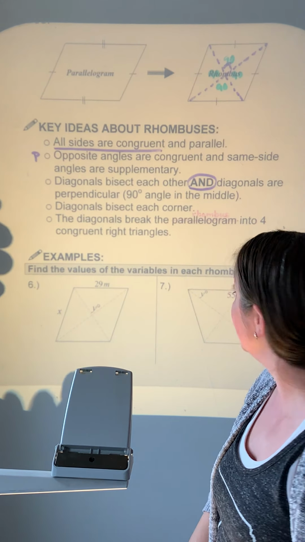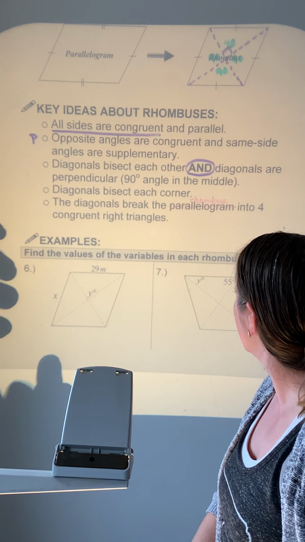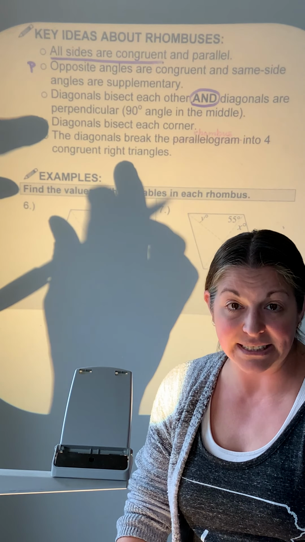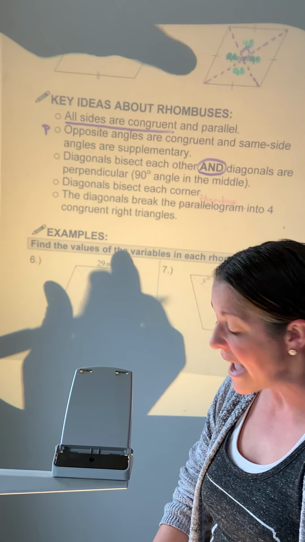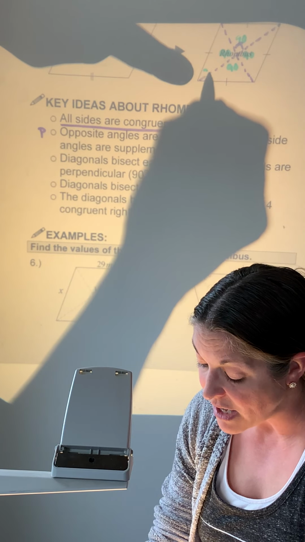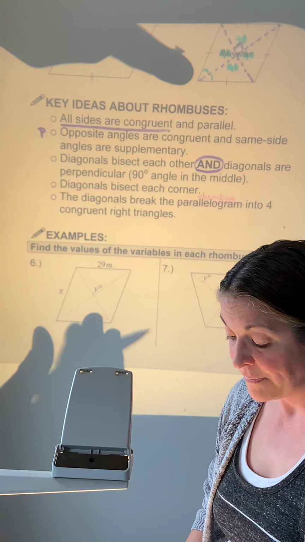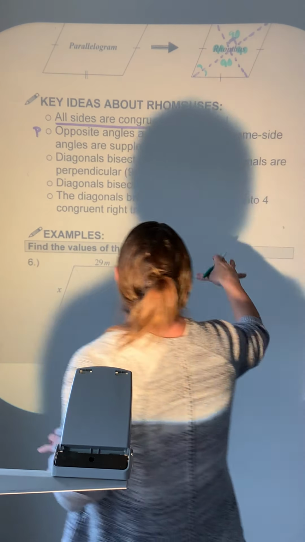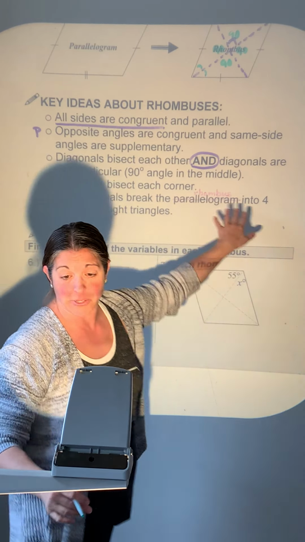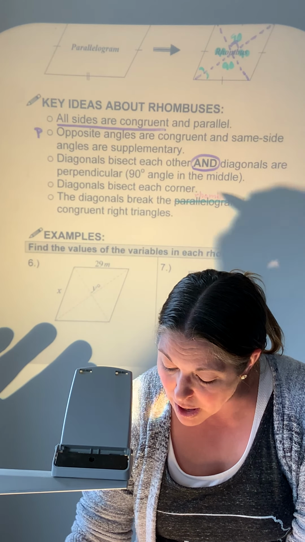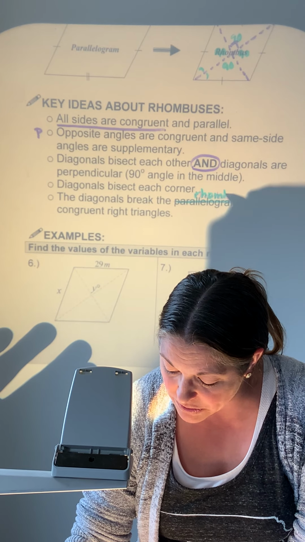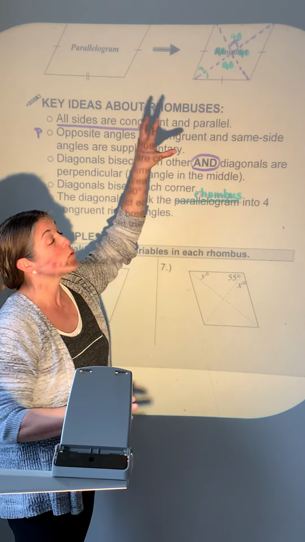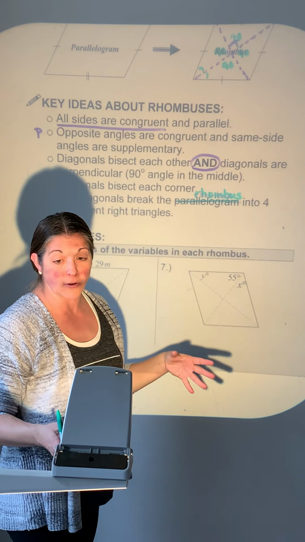And then lastly, that kind of gives you an extra little thing that's special, is that your diagonals bisect each corner. So basically, when the diagonals come into each corner, they cut them in half. And what that's going to mean, and this is the last thing, is that these diagonals will break the rhombus. Another typo, guys, this should say rhombus. Yes, a rhombus is a parallelogram, but I just want to focus on rhombus. All right, the diagonals break the rhombus into 4 right congruent triangles.